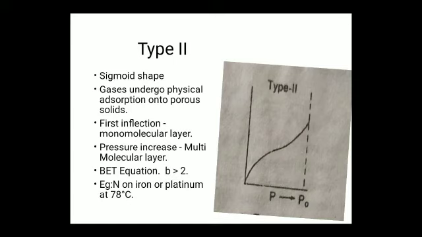In the BET equation, B is a constant. In type 2 absorption isotherms, the B value is greater than 2. Examples are nitrogen gas on iron or platinum at 78 Kelvin.